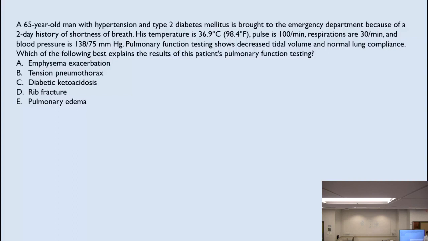So the expansibility of the lungs is normal. The only thing that is decreased is the tidal volume. Instead of 500, it's maybe 300. That's why the guy has to breathe fast to get the same oxygen in the blood as before. What can be there? Pulmonary emphysema, don't rush. Don't rush.